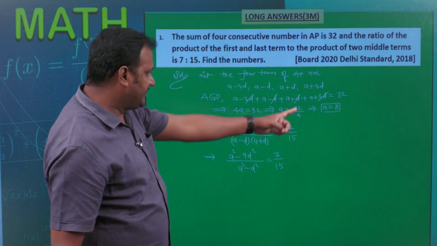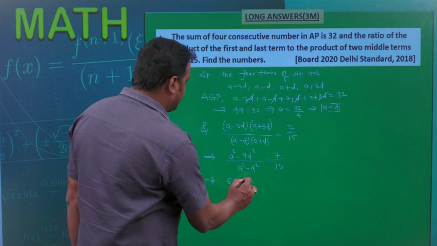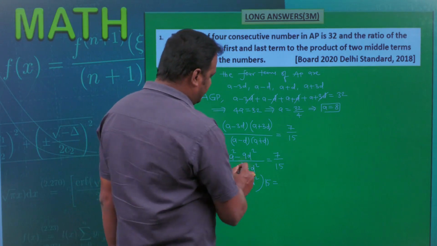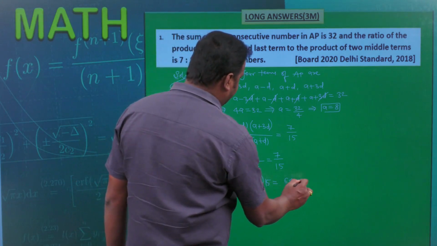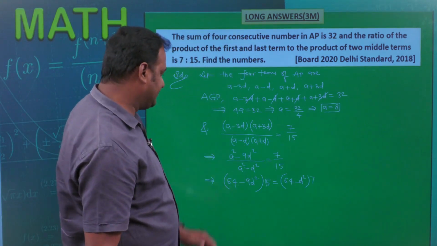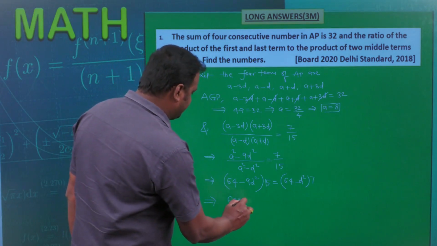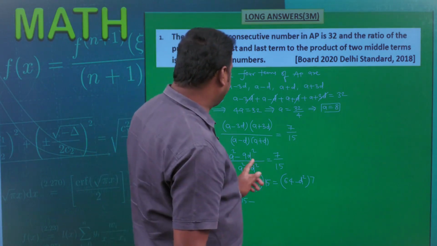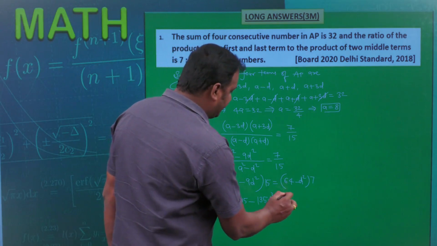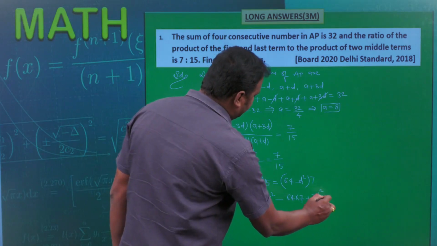But already we know the value of a is equal to 8, right? So substitute that. A square is 8 square, 64, minus 9d square, multiplied by 15, is equal to 64 minus d square into 7. At a time I cross multiplied. So here I can say that this is 64 into 15 minus 15 nines are how much? 135 d square, minus 64 into 7 plus 7 d square is equal to 0.